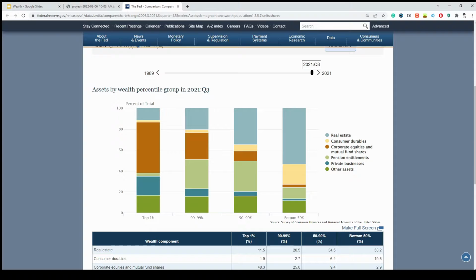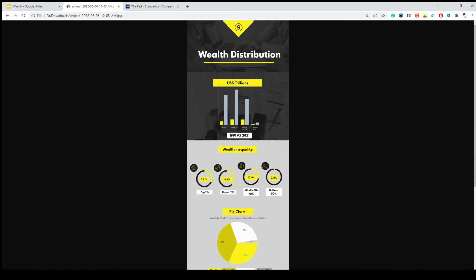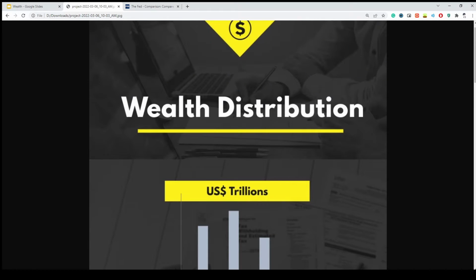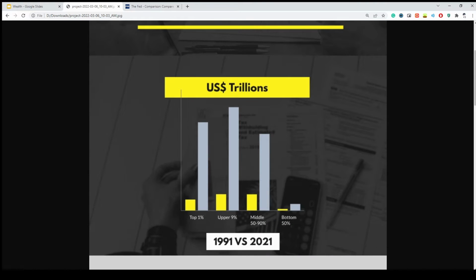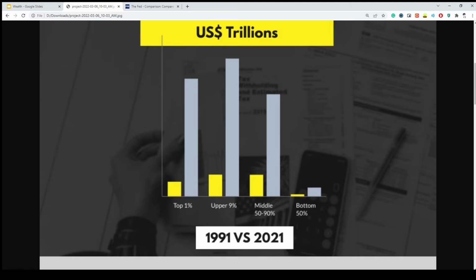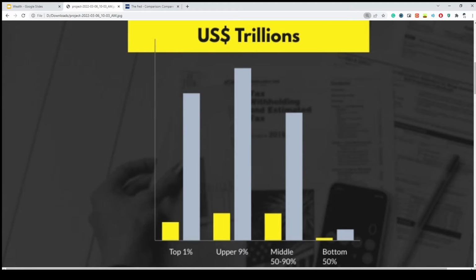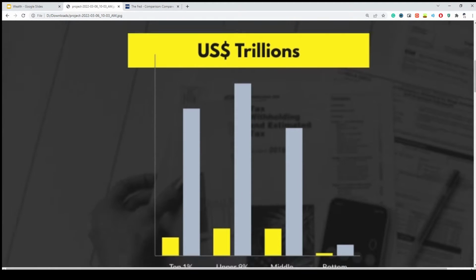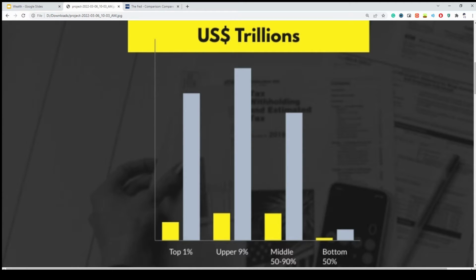Now, let's talk about this infographic that I've created. It's going to be a little hard to see, but I'm going to zoom in. Okay. Hopefully you guys can see it. I know it looks a little bit blurry, but work with me here.